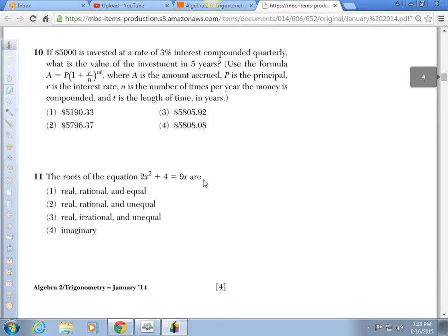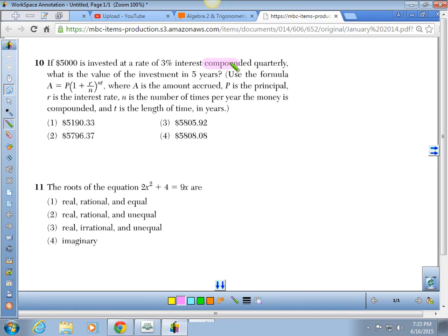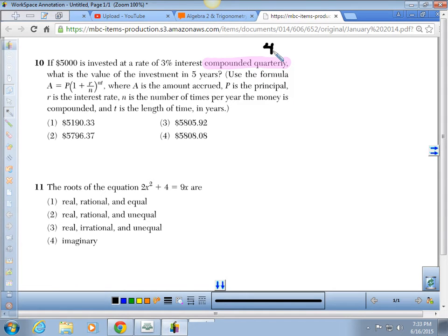So we've got compounding interest, just a simple example of exponential functions. This one particular here being exponential growth. We're investing $5,000 at 3% interest, compounded how? Quarterly. What does quarterly mean? 4 times per year. What is the value of the investment after 5 years?